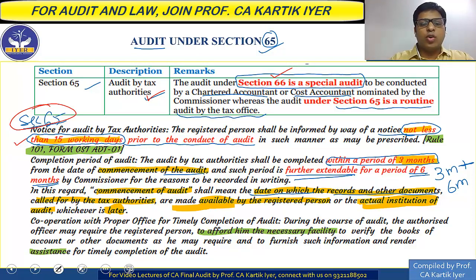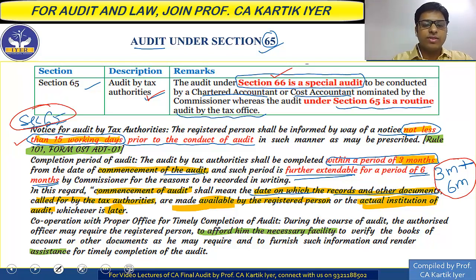Completion period of audit. The audit by tax authority shall be completed within a period of 3 months from the date of the commencement of the audit, and such period is further extendable for a period of 6 months by the Commissioner for the reasons to be recorded in writing. So they have given basically here 3 months plus 6 months within which this audit has to be completed under section 65.